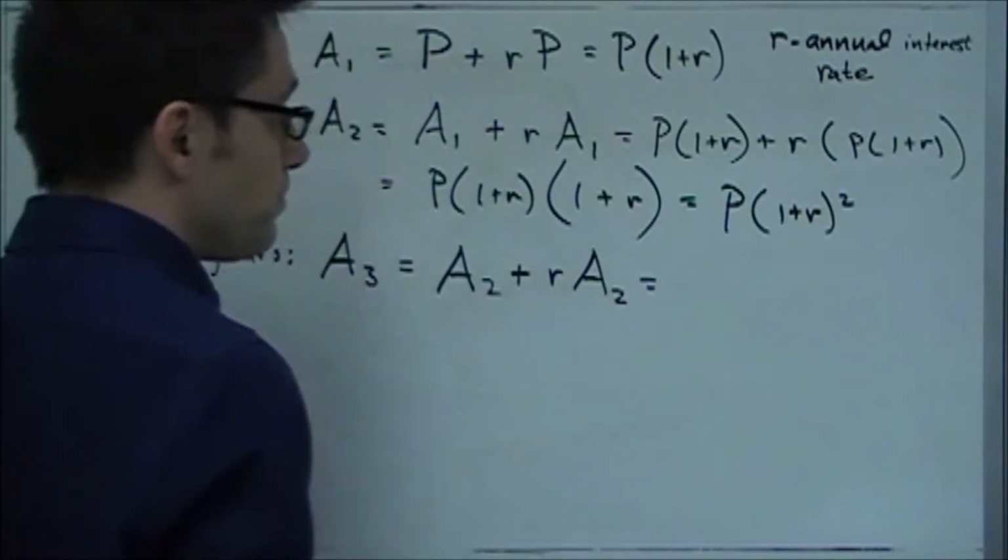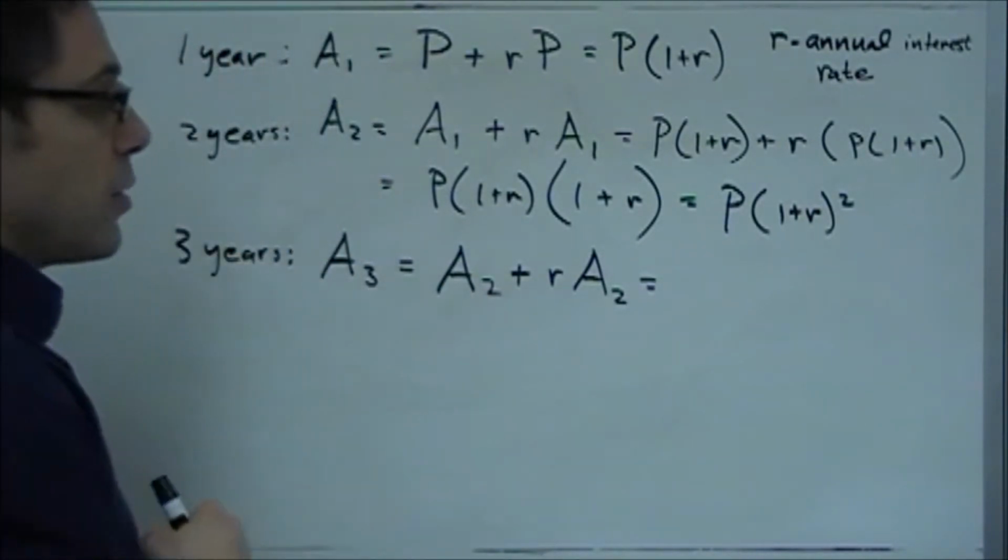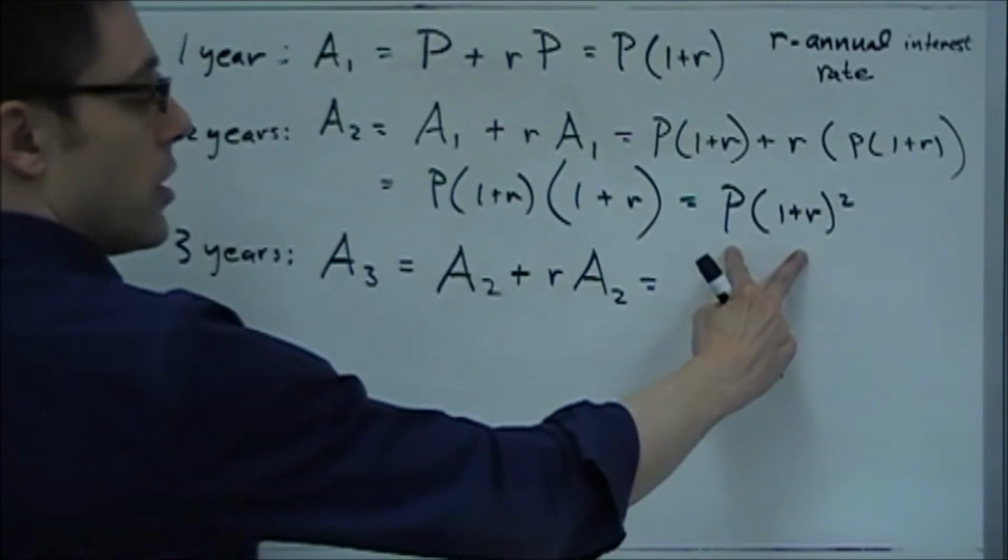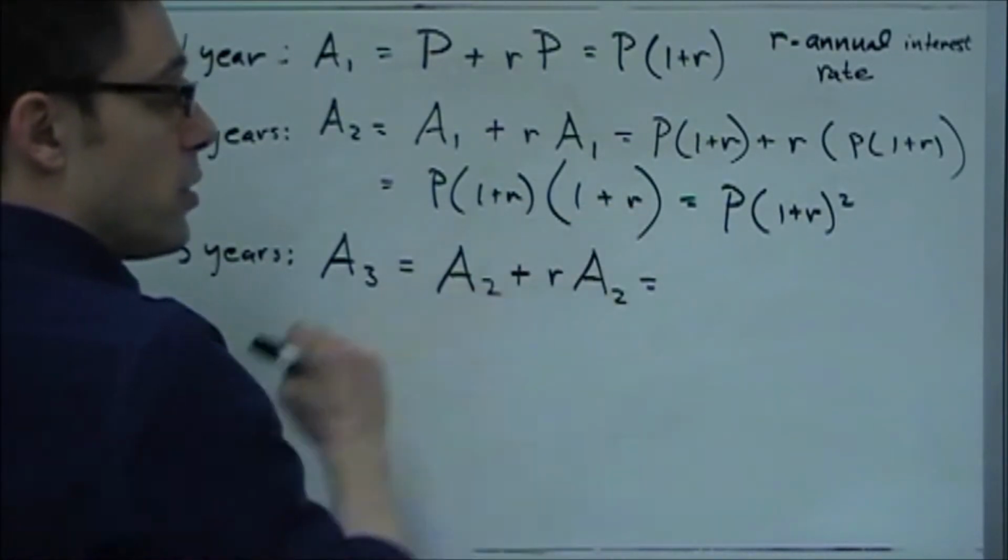And so, again, if you factor this out the same way, let A2 just be this quantity here. I'm going to factor this out just like I did for the previous step.